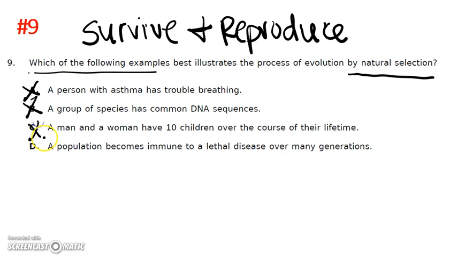A man and a woman have 10 children over the course of their lifetime. Well, this one's not our answer because it's really just stating a fact that they've had 10 children. It doesn't state anything about their traits and whether they have the most beneficial traits.